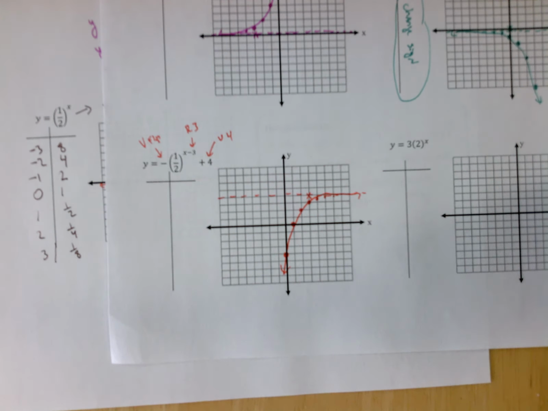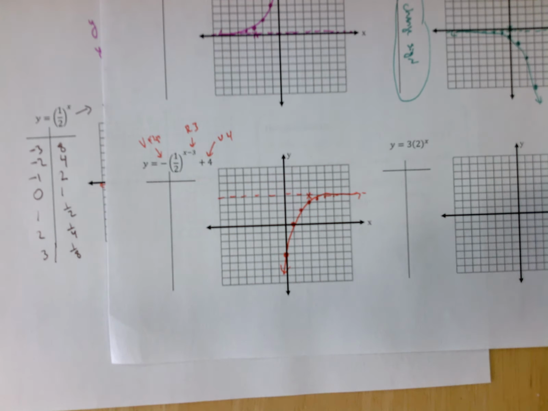All right, last one. This one, we got a 3 in the front. That is a vertical stretch. Lovely. So no transformations in terms of shifts. There's my x. Asymptote goes through the x.